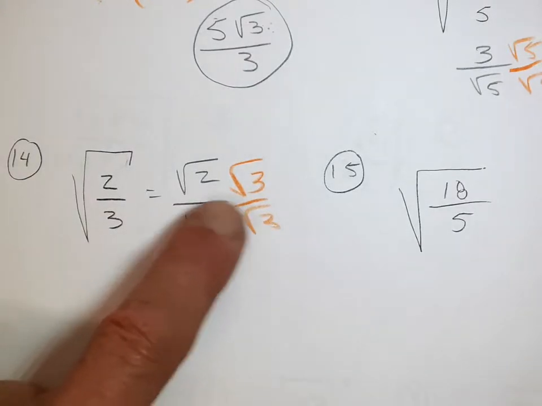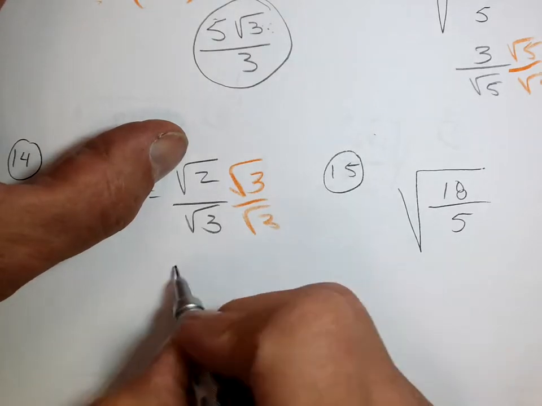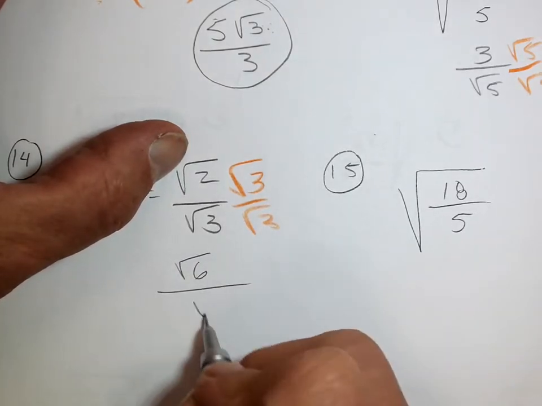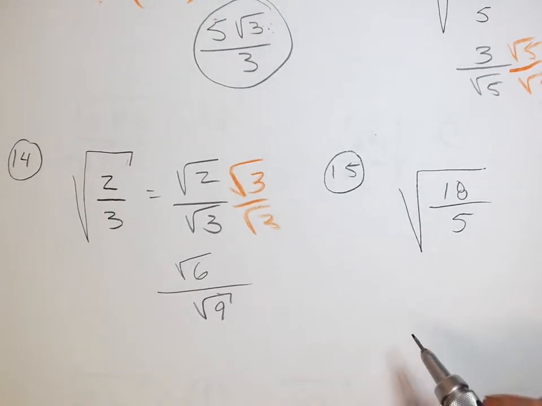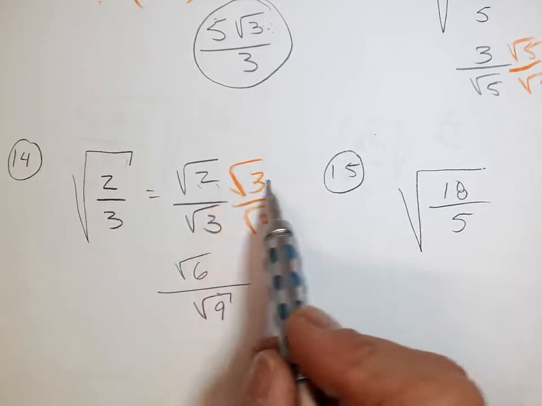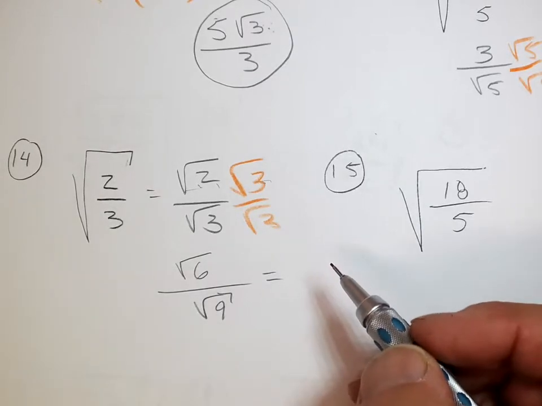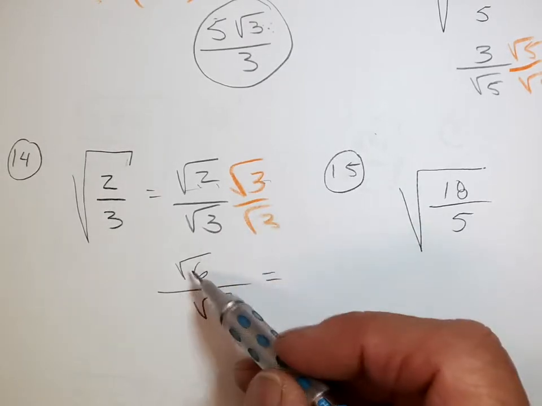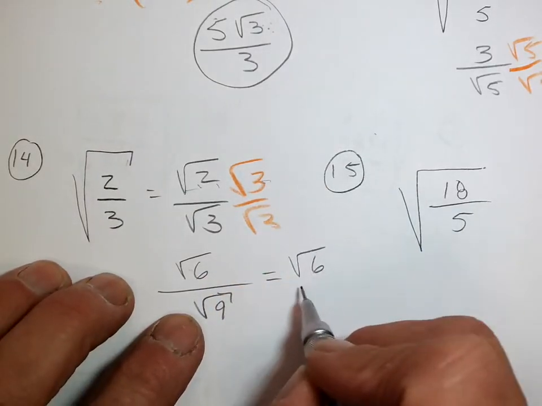And Ellie said, let's just multiply square root times square root is a square root. So Ellie, you're right, we're going to get the square root of 6 over the square root of 9, right? Because I do multiply the square roots. Square root of 6 is a bad, ugly decimal number, so leave it. So I'll leave it as the square root of 6 over 3.